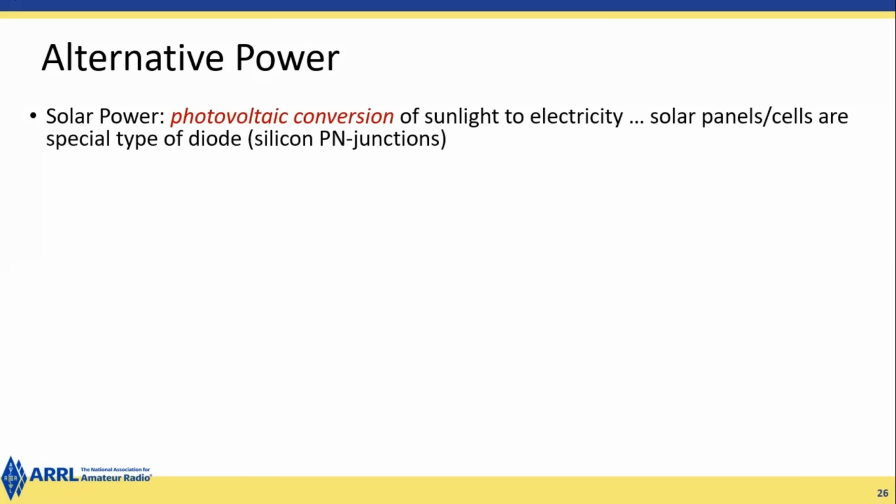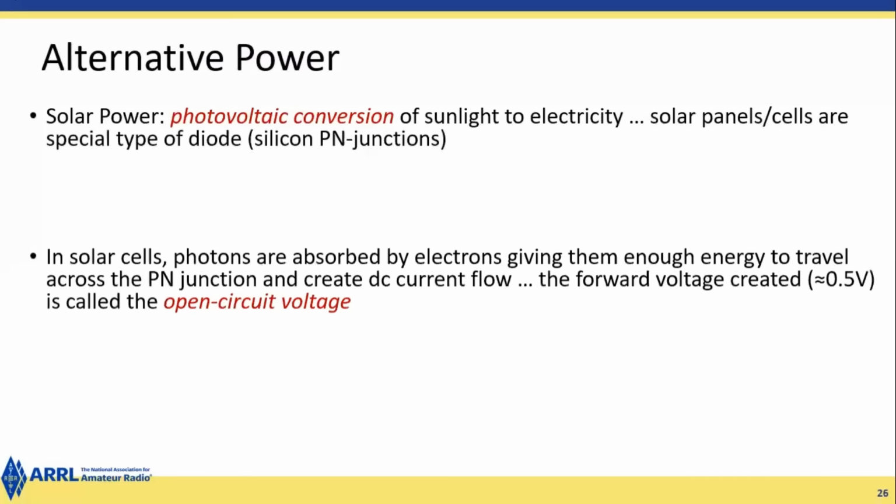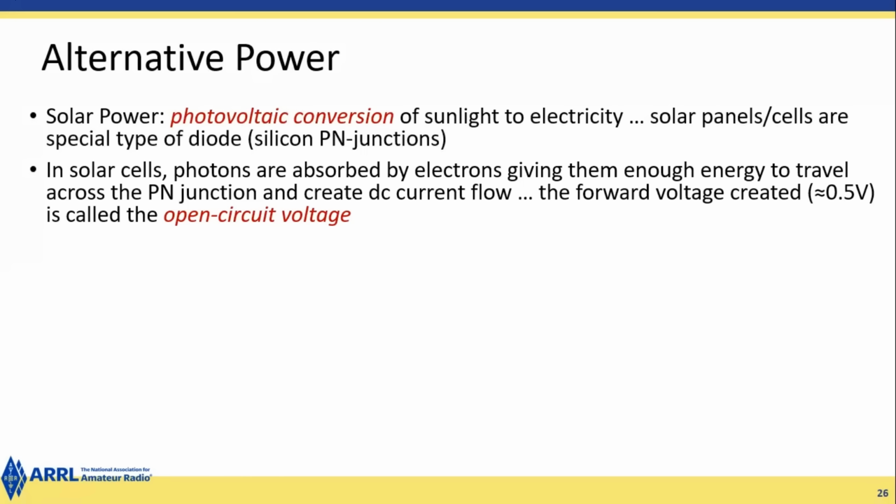Solar panels or cells are actually a special type of diode, silicon p-n junctions. In solar cells, photons are absorbed by electrons, giving them enough energy to travel across the p-n junction and create DC current flow. The forward voltage created, about half of a volt, is called the open circuit voltage.